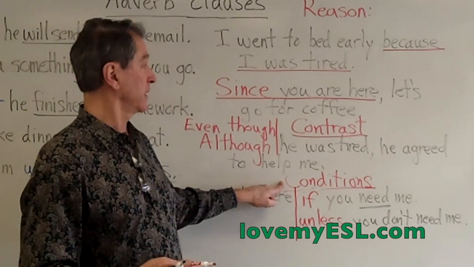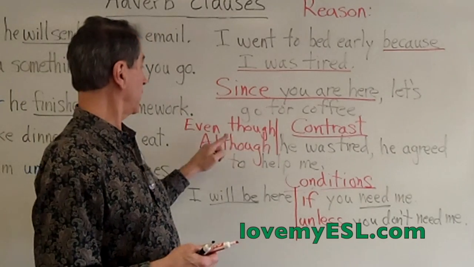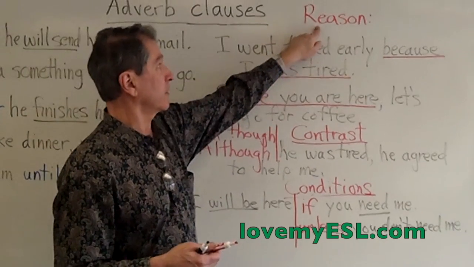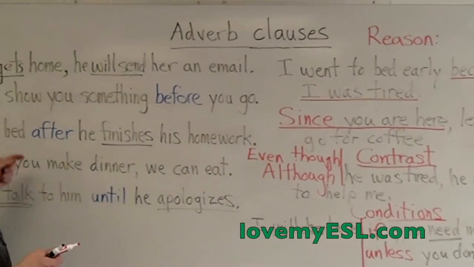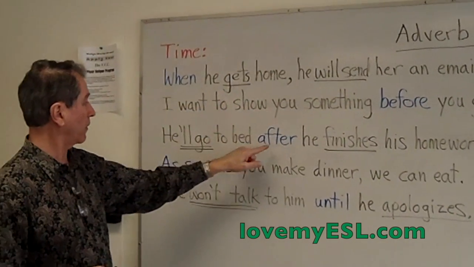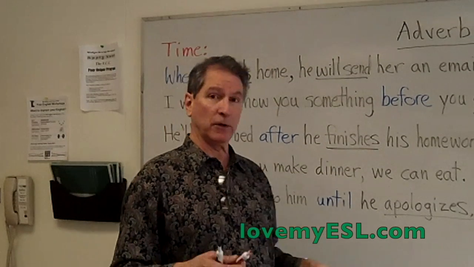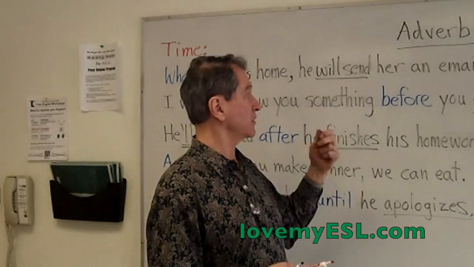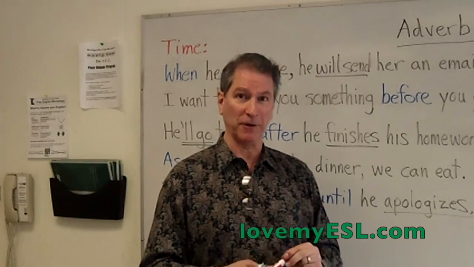There are more, of course. There's contrasting markers here, even though and although. There are two reason markers, because and since. And there are 5 time markers, when, before, after, as soon as, and until. So when you learn the vocabulary of those words, then you'll be able to learn how to do the adverb clauses for each and every one of those.